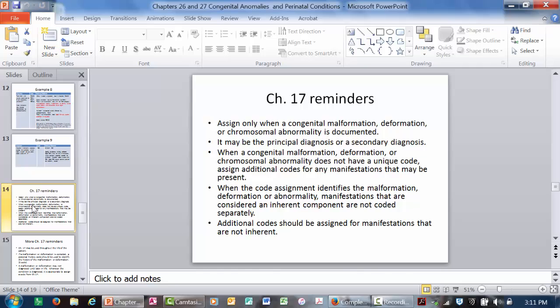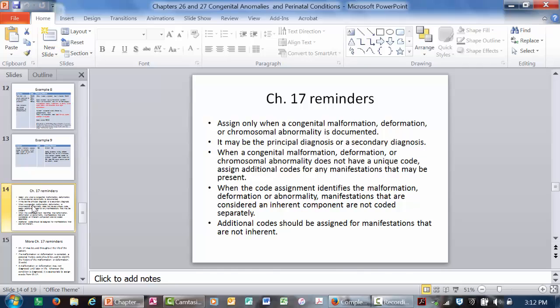Now for a couple reminders for Chapter 17. We're only going to assign Chapter 17 codes when there is documented evidence of a congenital malformation, deformation, or a chromosomal abnormality. Chapter 17 codes can be principal or secondary depending on the circumstances of the admission. If you have a doctor documenting a malformation that does not have a code, then you are going to assign any codes you need to capture that manifestation. Typically, though, I find that there are codes for the things that we see the most often.